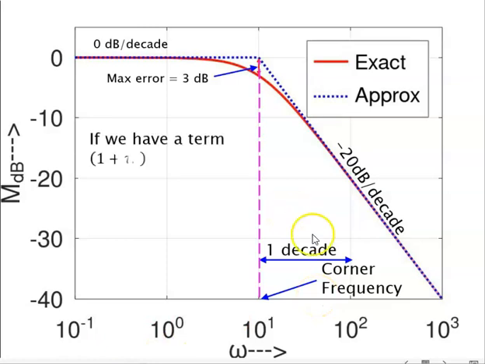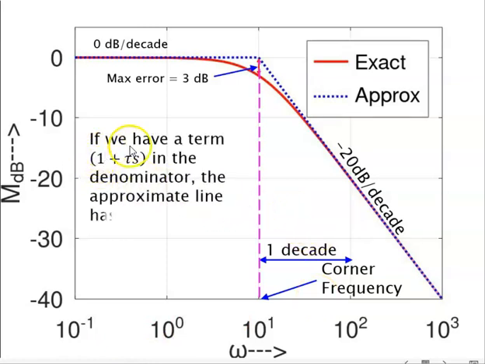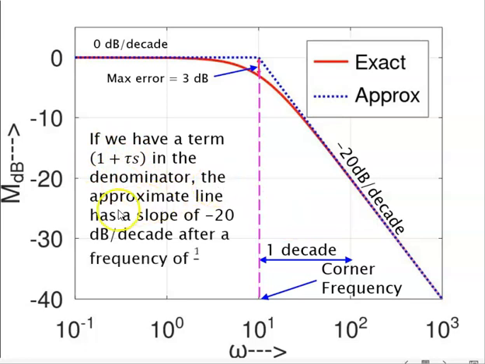So we say that if we have a term 1 plus tau s in the denominator, the approximate line has a slope of minus 20 decibels per decade. This is the blue line with minus 20 decibels per decade after a corner frequency of 1 over tau. Tau in this example is 0.1. So after 10 it is minus 20 decibels per decade.